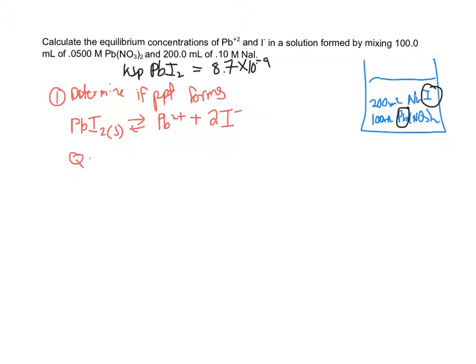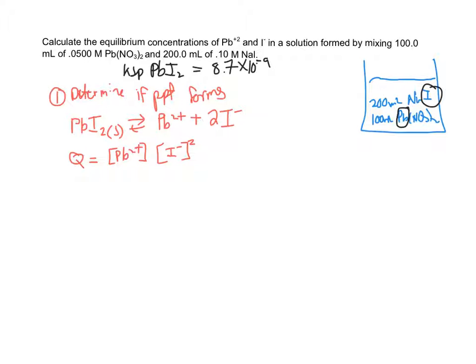We'll write our Q expression so we can compare it to the K. It's the Pb2+ concentration times the I− concentration squared. We're going to plug in our values, but just like last problem, we can't just plug in our 0.05 molar and our 1/10 molar, because once you mix them, your volume changes. Now we have 300 milliliters.